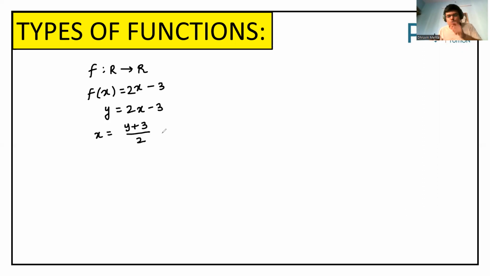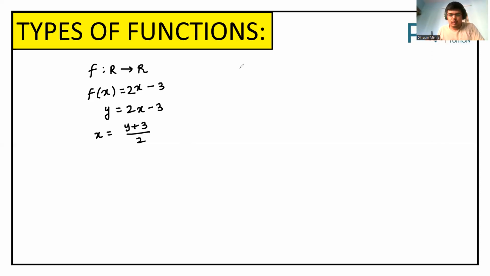Correct. Now you have to tell me, is there any value of y for which this function is not defined? There is no value, because a fraction is not defined only when the denominator is 0. Here the denominator is 2, and that will never be 0. So this is always defined.